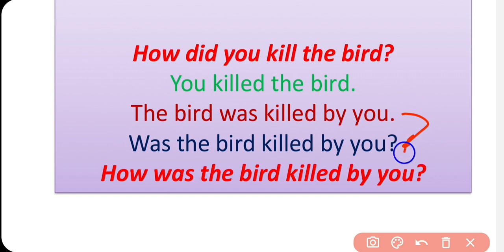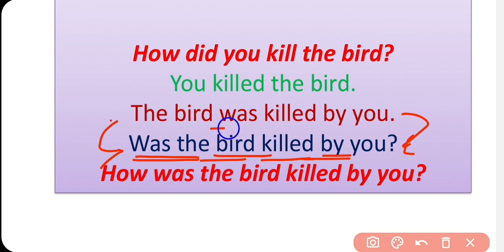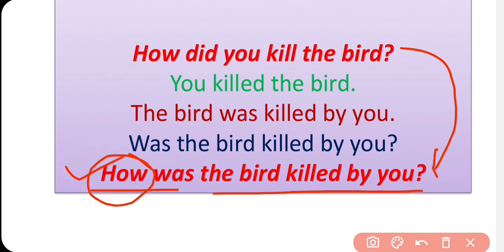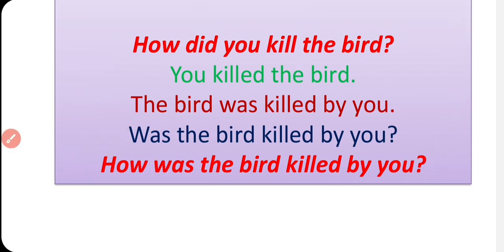And what will be the passive form of the interrogative? If this sentence is made into a question, what does its passive form look like? Was the bird killed by you? Just this auxiliary will be placed at the very start of the sentence. So what will be the passive form of this sentence? How was the bird killed by you? Just you have to put this WH word at the start of the sentence. Next, come to the next slide.